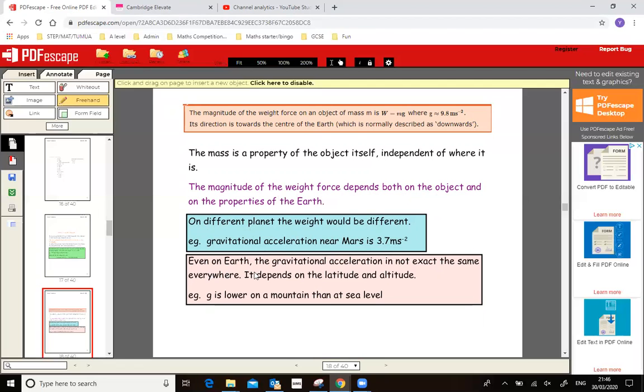Even on the Earth, the gravitational acceleration is not exactly the same everywhere. It depends on the latitude or the altitude. For example, g is a little bit lower on top of a mountain than at sea level. So you could be asked a question where it's not really based on Earth. So read the questions carefully when you do the exam questions.